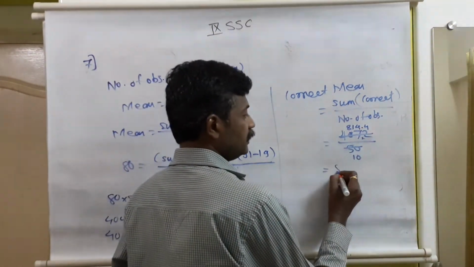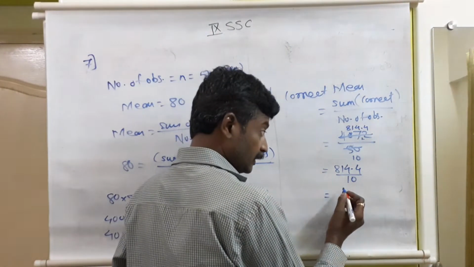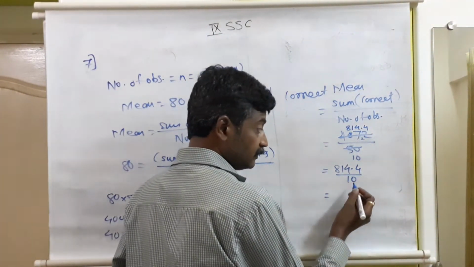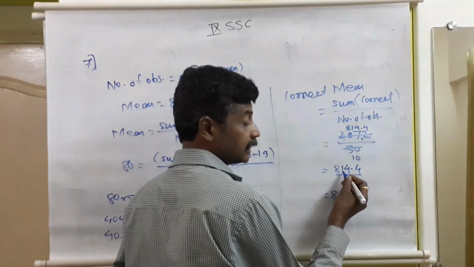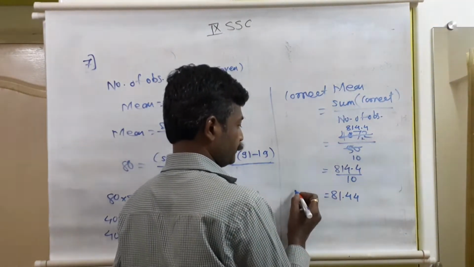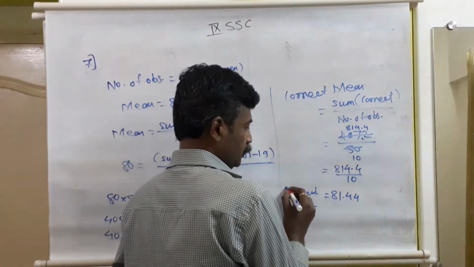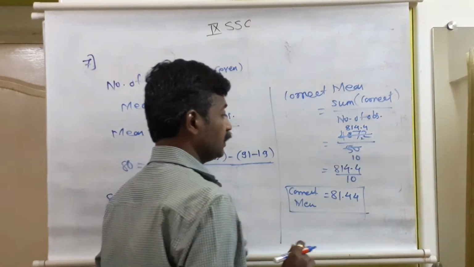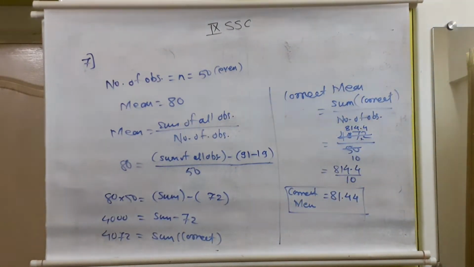So 814.4 divided by 10. If this 10 we'll consider for the decimal point, the decimal point will move towards left hand side by one digit because 10 is there. So 81.44. The correct mean will be equal to 81.44. Solution for question number 7 of 7.5.